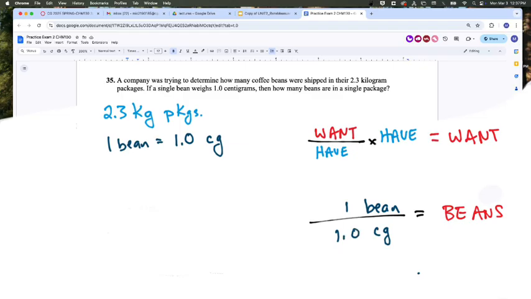I can now look at this and say, is this what I want? It's half of what I want. I also have this centigram thing that I don't want. So what do I need to do? I need to somehow do a conversion to get rid of it. In that process, I want centigrams in the numerator so that those units can cancel.